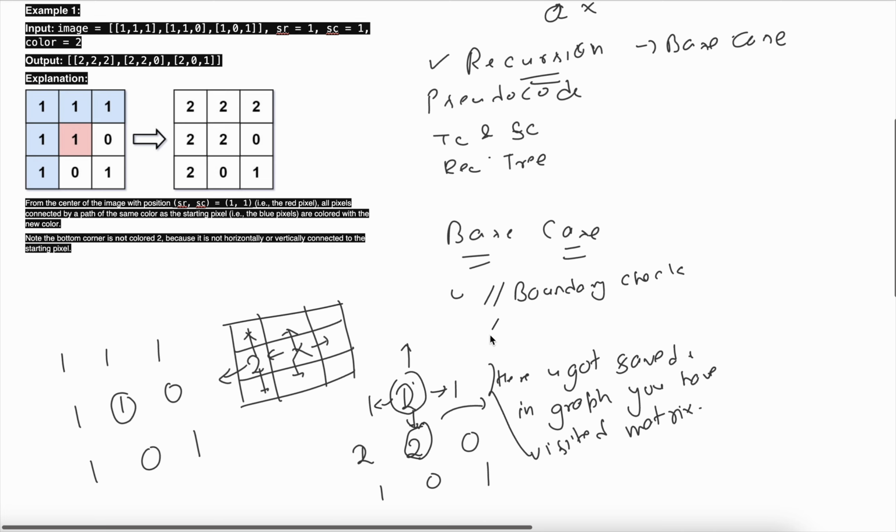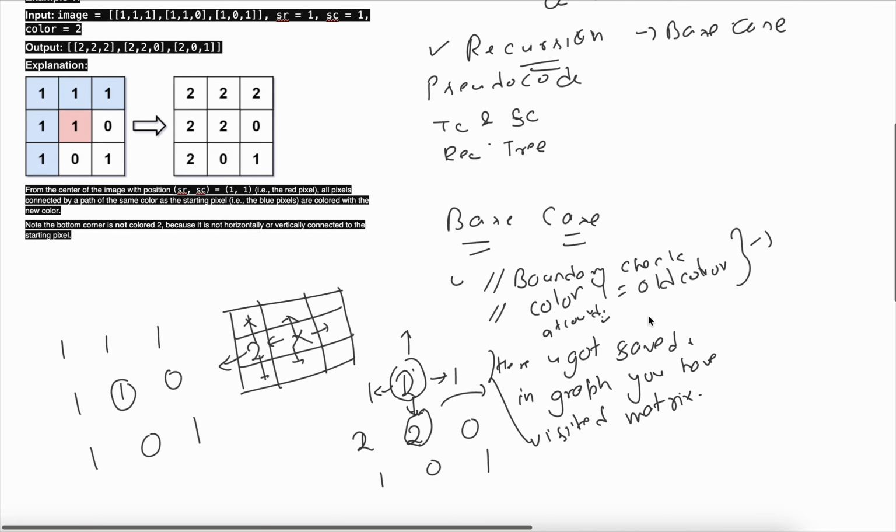And how can you check that updation? By checking whether the color is the same as the old color or not. So the second condition can be: color at the coordinate is not equal to old color. So these are the two base conditions.